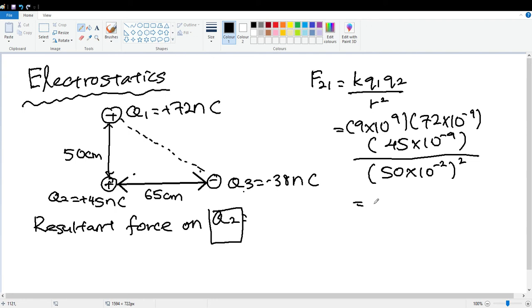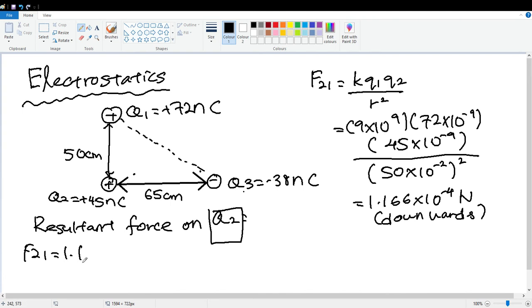So what I have for my F21 is 1.166 times 10 to the power negative 4 Newton. Since both of them are positive, the force is repulsive. The repulsive force causes Q2 to be moved downwards. So my F21 is 1.166 times 10 to the power negative 4 Newton, downwards.